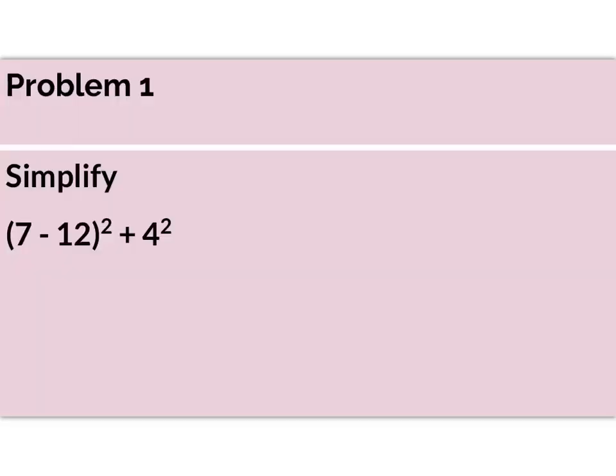Okay, so you guys were to simplify. So 7 minus 12. Do what's in the parentheses first. You got negative 5. You square it. Plus 4 squared. So basically you have 25 plus 16. 5 and 6 is 1. And it becomes 41.